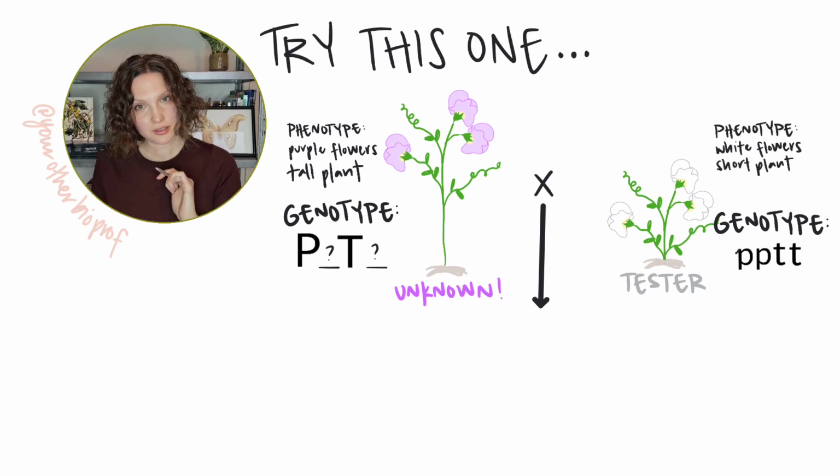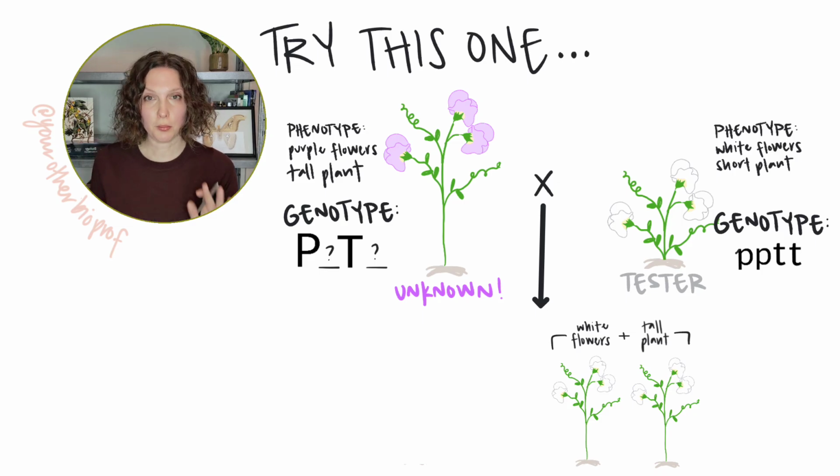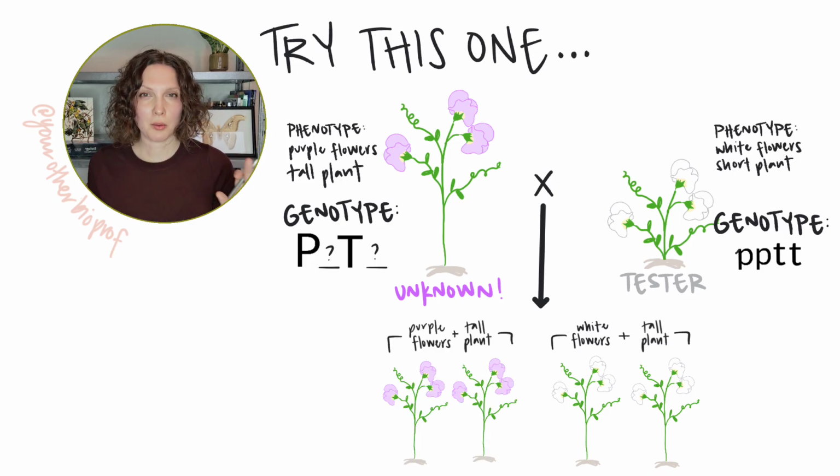Think through this result. If some of the offspring had white flowers and some had purple flowers, but all of them were tall, what's the genotype of our mystery parent? Pause the video if you need a second to think about it.